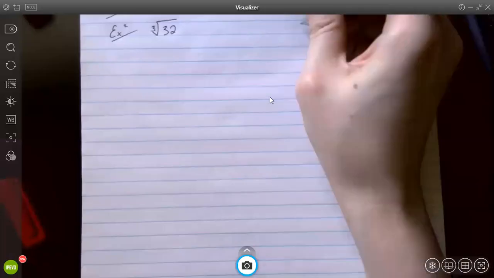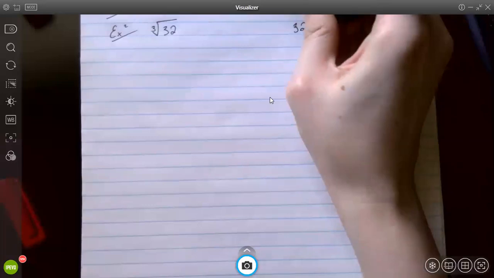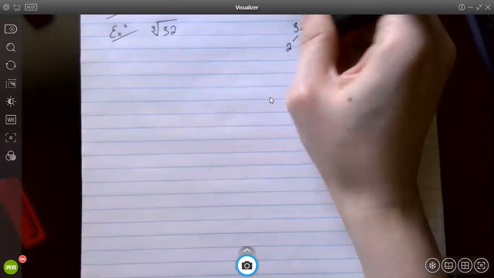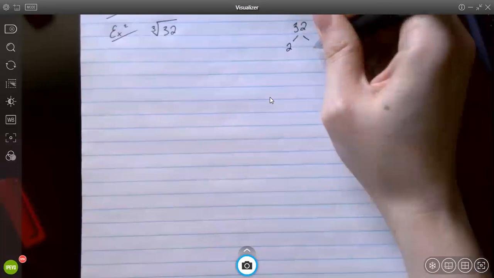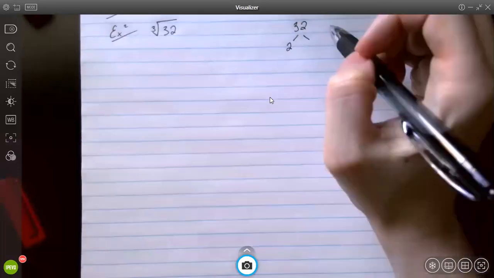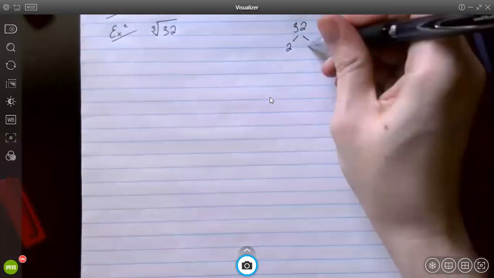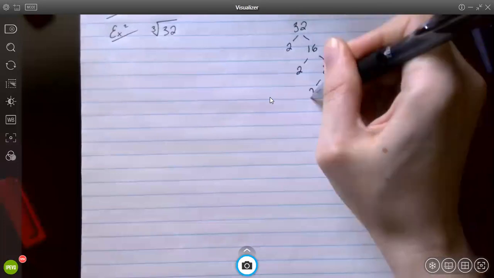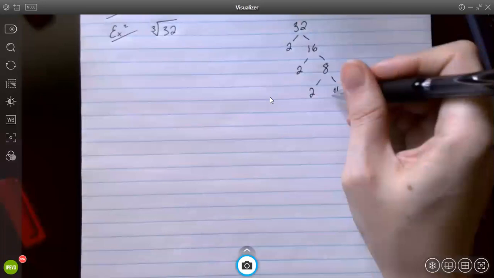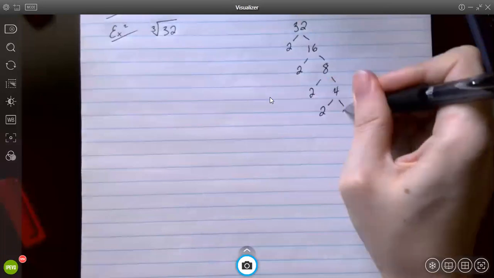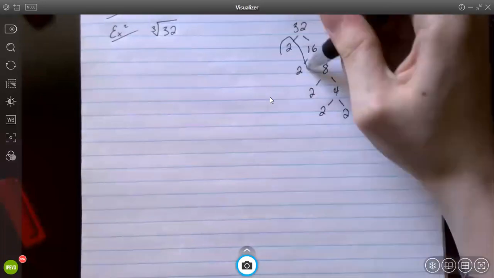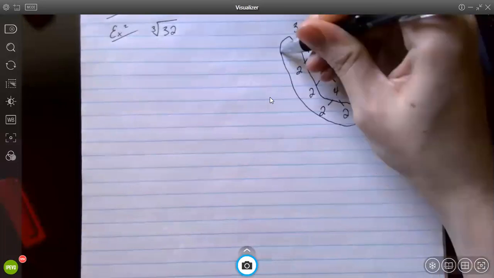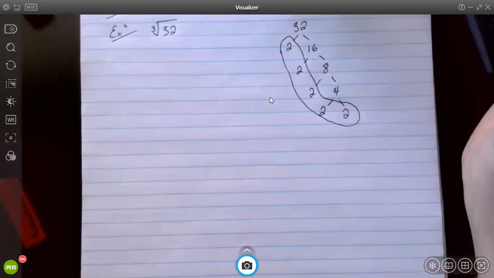Okay, let's go through one more example of that. So I'm going to start with my first step, the prime factorization. So I will divide my 32 by 2, which will leave me with 16. Divide that by 2 to get 8. Divide that by 2 to get 4. Divide that by 2 and get left with 2. So those are my prime factors.